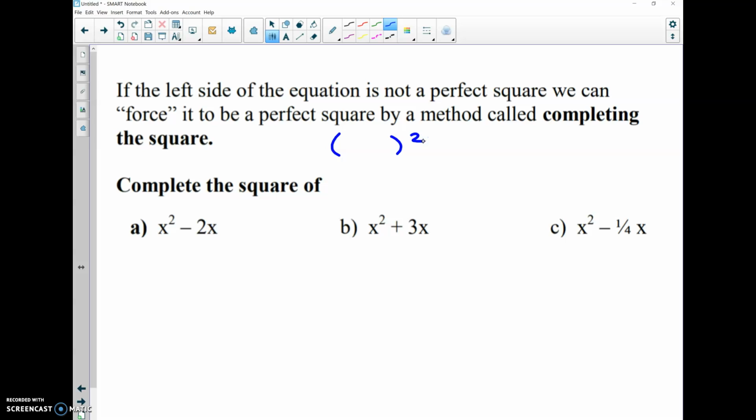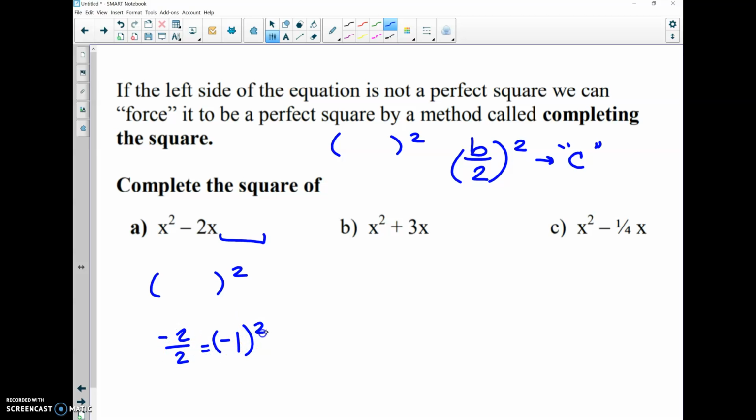Part A, x squared minus 2x. What would we like to be right here so that this is of the form something squared? The process is you take b, divide it by 2, and you square it. That is what our c is going to be. So -2 divided by 2 is -1, squared is +1. So that is what we are going to be adding there. This is just working on the skill.